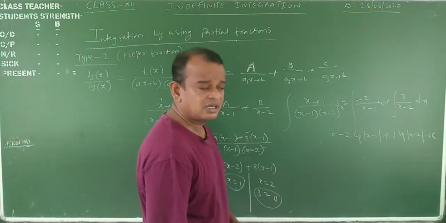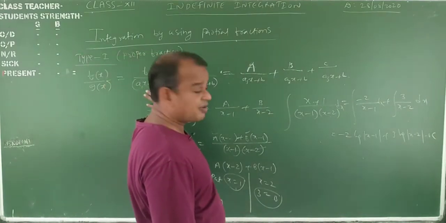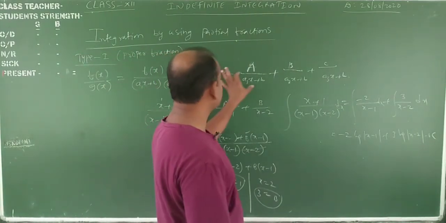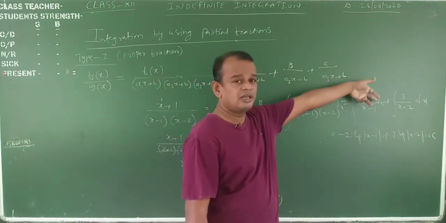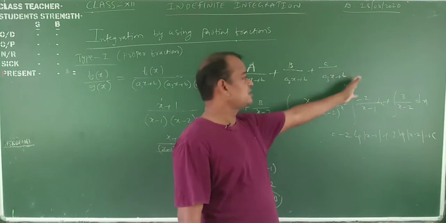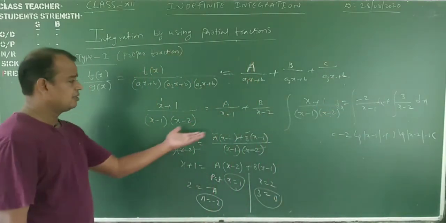Understood? Hope that understood or not? How to do? Whenever we get the linear factors, non-repeated linear factors, how many are there? 3 is there. For example, we will take in this way. 4 is there, plus d by. For example, non-repeated linear factor 5 is there, plus e by. How many? Okay. Write in this way.